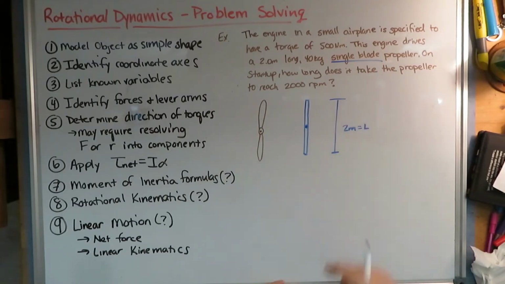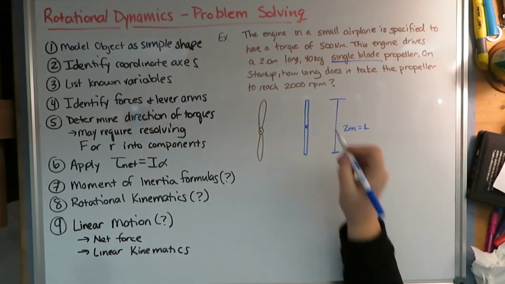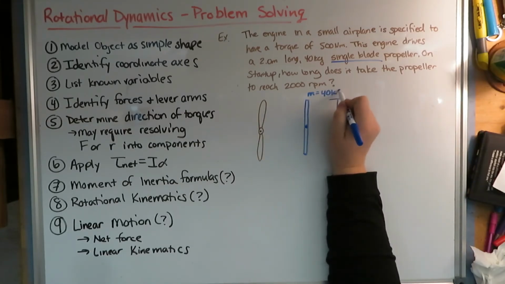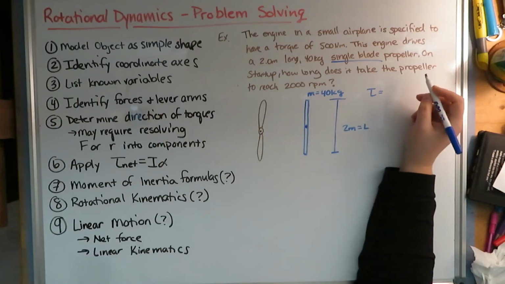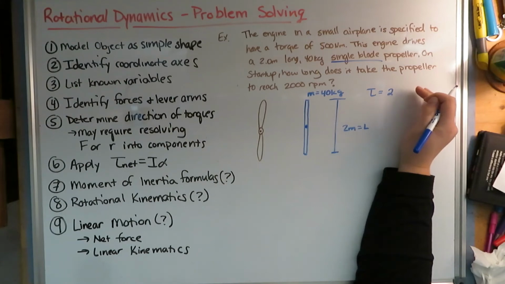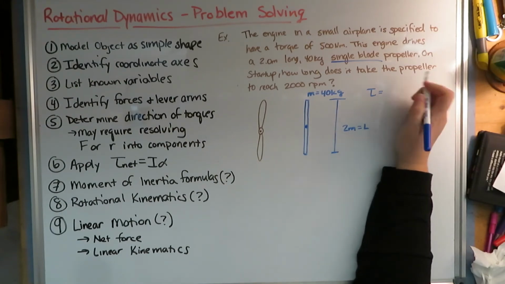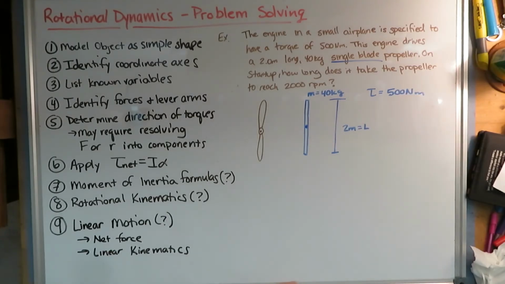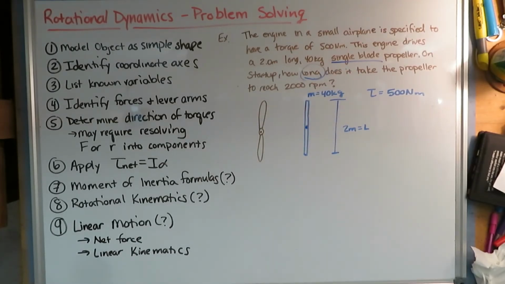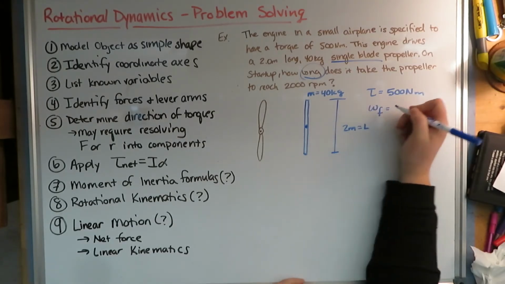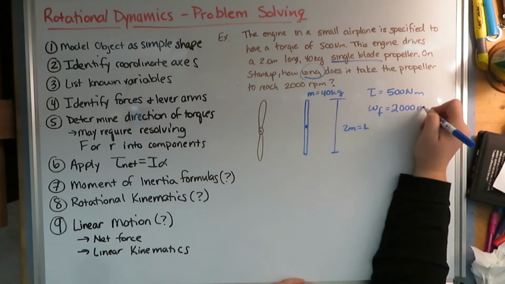I'm going to call that L, and it has a mass of 40 kilograms. It tells us that the torque that can be supplied is equal to 500 Newton meters. And we're looking for how long it takes to reach 2,000 RPM. Well, what is RPM? That is revolutions per minute, so that is an angular speed. So that's giving us a final angular speed of 2,000 RPM.